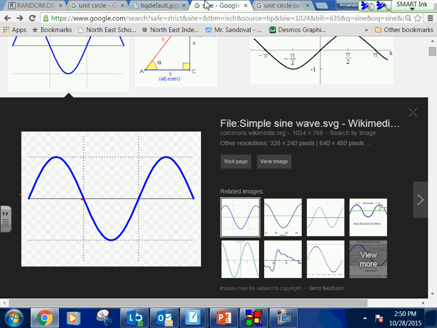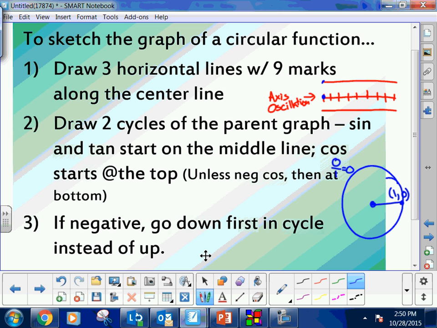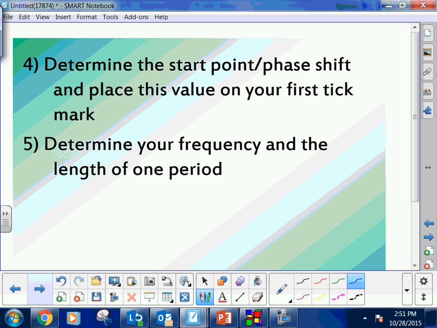So let's go into some other things. Once you draw the three horizontal lines and you start doing some of these items, you're also going to start with the phase shift, or the starting point. Before you write any value down, you're going to make a determination of whether it's going to shift horizontally left or right. So that's why you're going to start with the starting point.